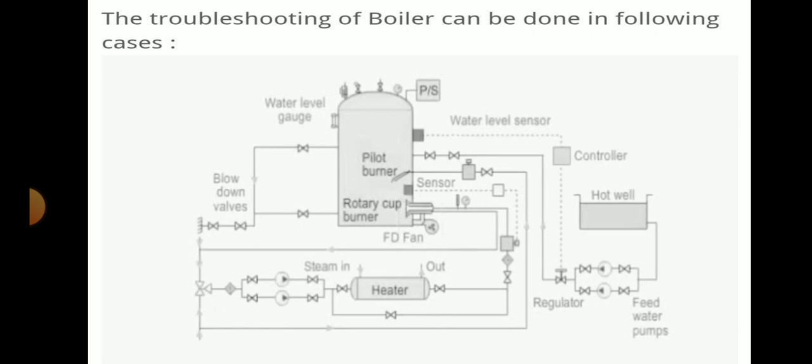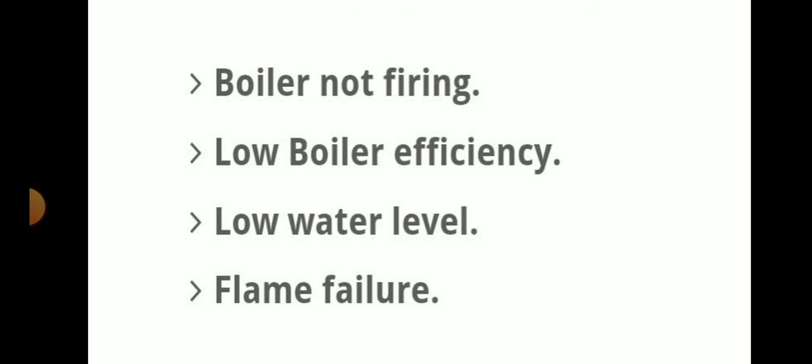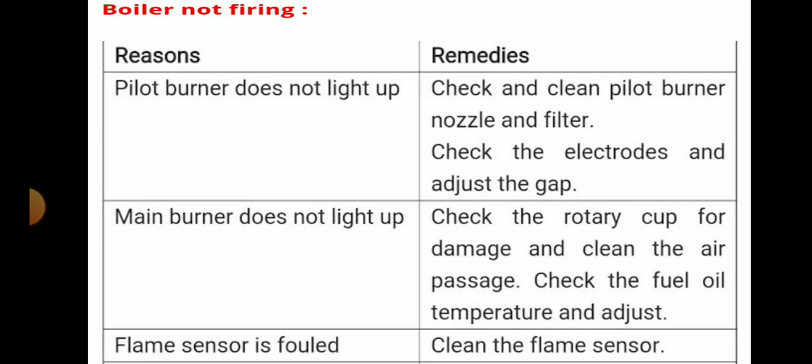Okay, let's discuss the troubleshooting of the boiler. The main troubleshooting problems are: boiler is not firing, low boiler efficiency, low water level, and flame failure. Usually the alarms that come on the boiler are flame failure, low water level, low boiler efficiency, and boiler is not firing.